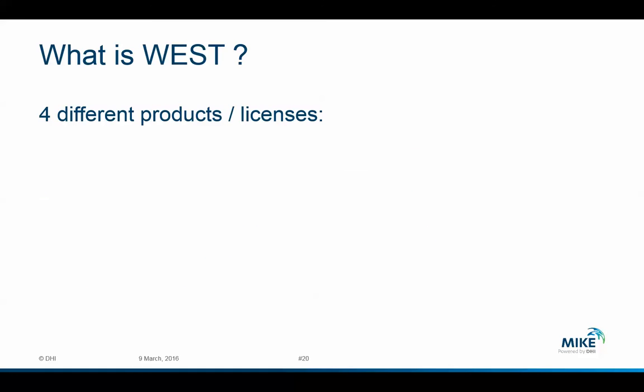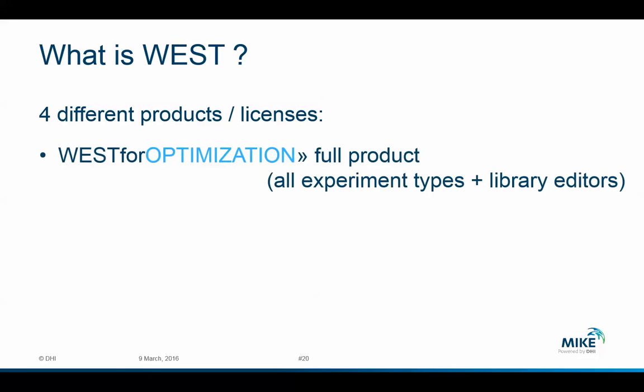And then I mentioned four types of licenses for products available for WEST. The full license is called WEST for Optimization and allows for setting up and executing dynamic simulations, as well as what we call advanced experiments: sensitivity analysis, local and global, parameter estimation, scenario analysis, and uncertainty analysis. And it also comes with the editors, block editor and model editor, that I've just mentioned to edit the model library.